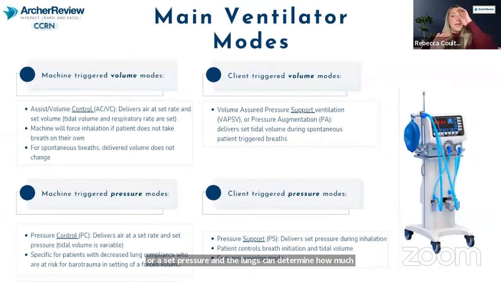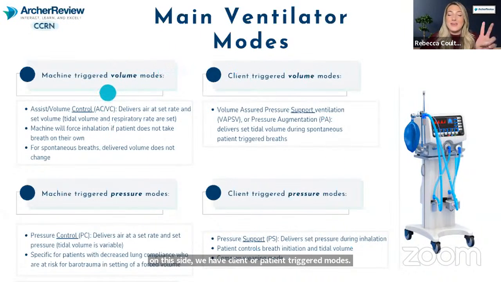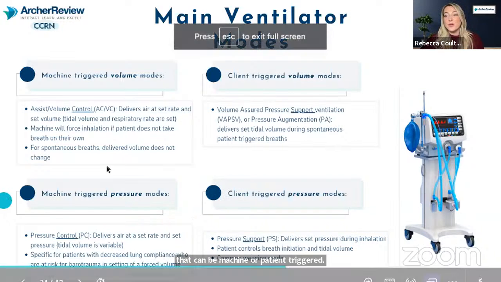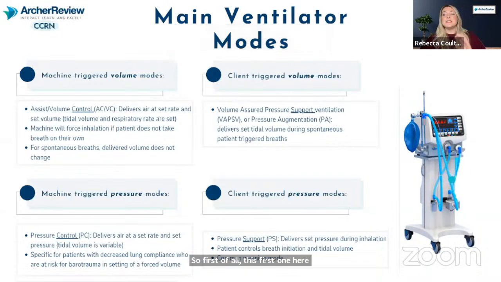I've included some main ventilator modes here. Up on this side, we have machine triggered modes, and on this side, we have client or patient triggered modes. Up here, we have our volume modes that can be machine or client triggered. And here we have our pressure modes that can be machine or patient triggered. So first of all, this first one here is probably our most common. This assist volume control, ACVC.